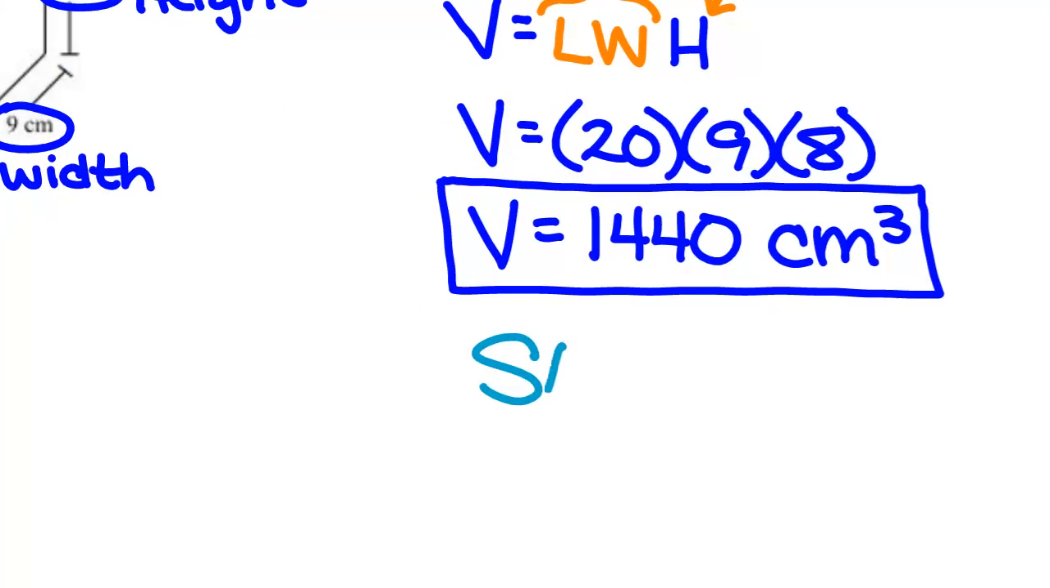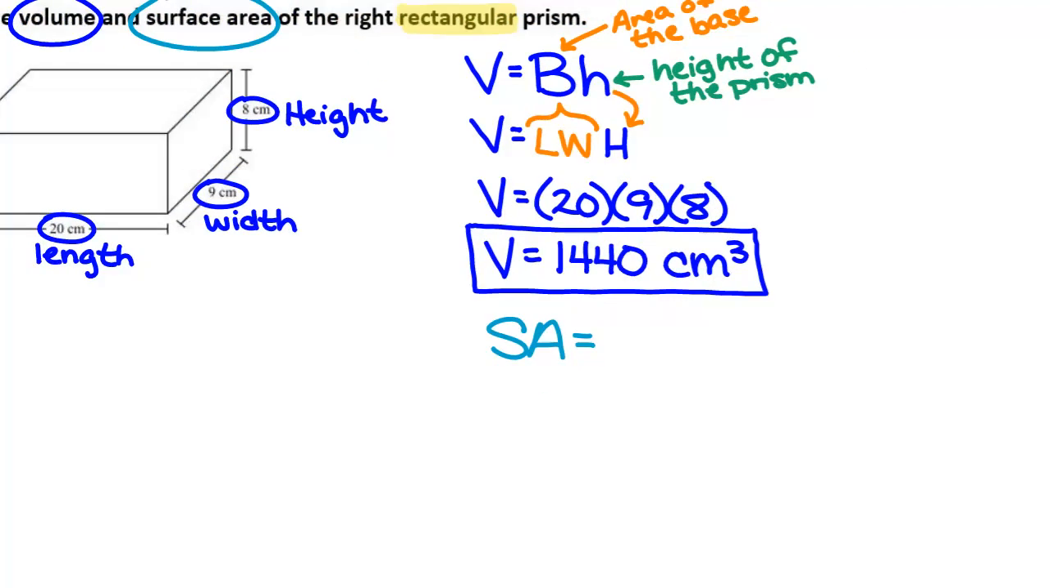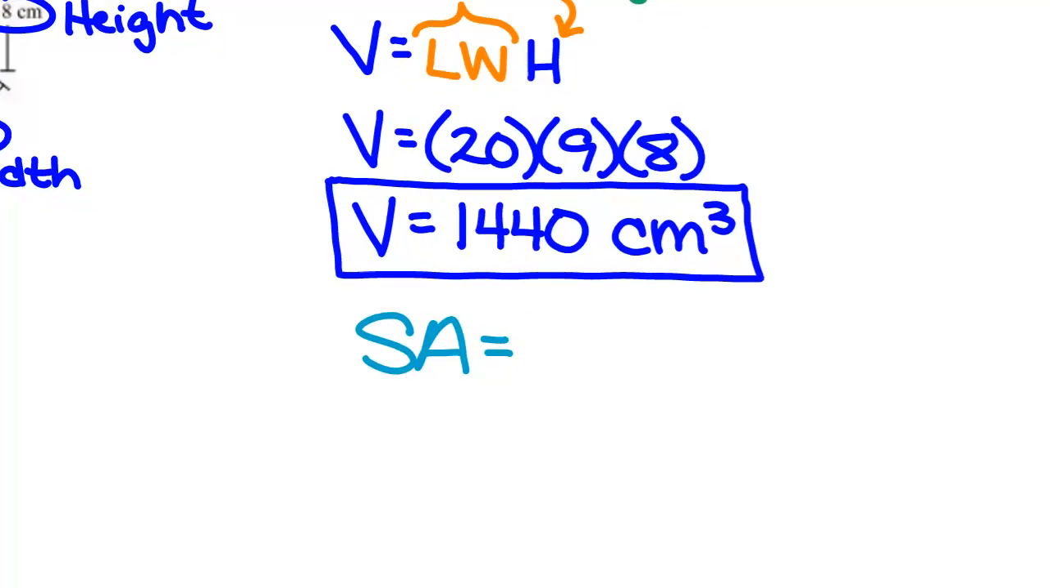All right, now we have surface area. What was the general formula for surface area for any prism? 2B, capital B, because it means area of the base, plus what? Plus Ph, capital P, lowercase h.